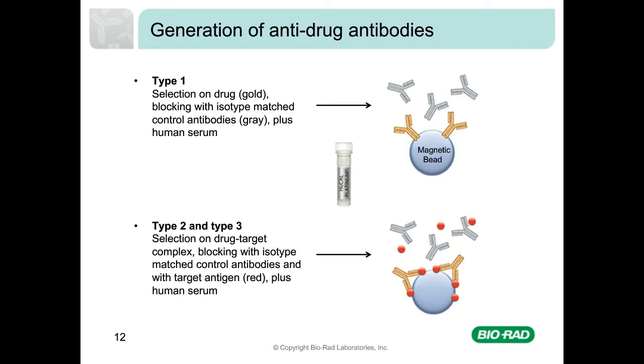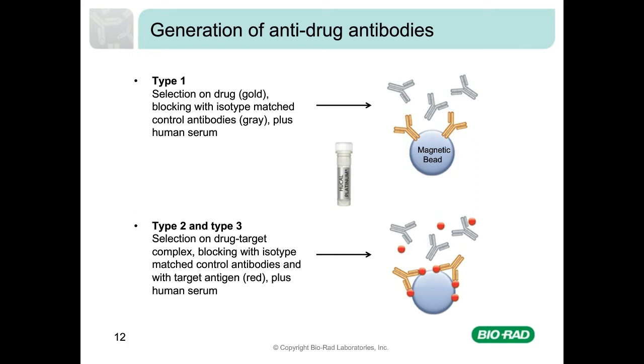For the selection of type 2 and type 3 antibodies, panning is done on the drug target complex, and blocking is with isotype-matched control antibodies and with target antigen. This drives the selection towards antibodies specific for the complex or to idiotypic epitopes not covered by target antigen.